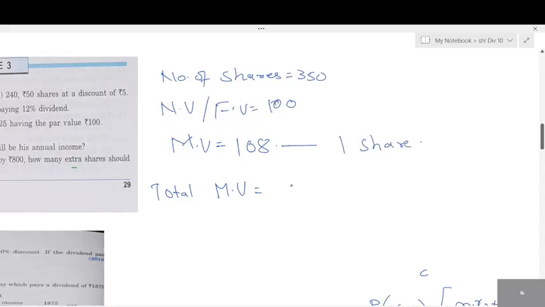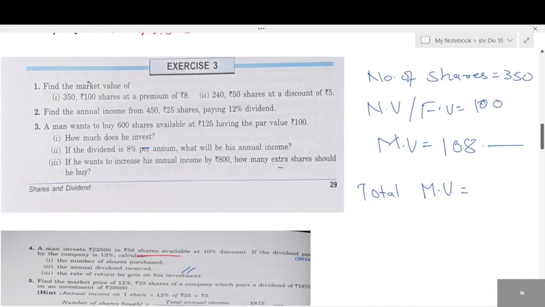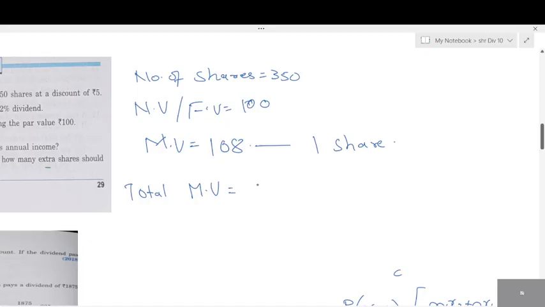Yes. So you have to calculate the total. They have asked for the market value. The meaning of market value here is total market value. How will you calculate the total, students? If one is 108, in total we have 350 shares. Calculate this. Is this clear? Did you understand? All of you completed? Try the next one as well. Discount is given.